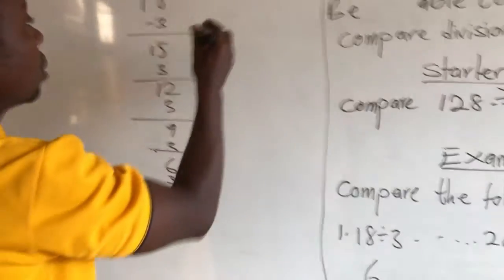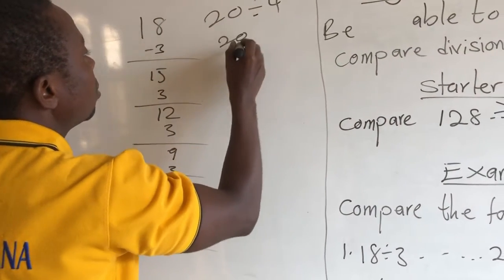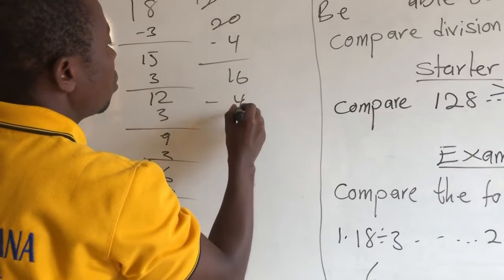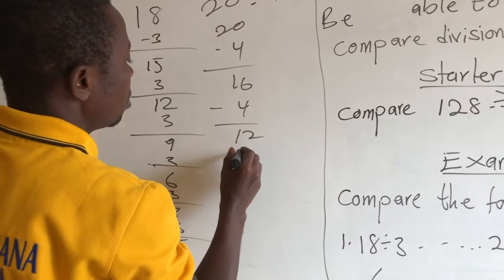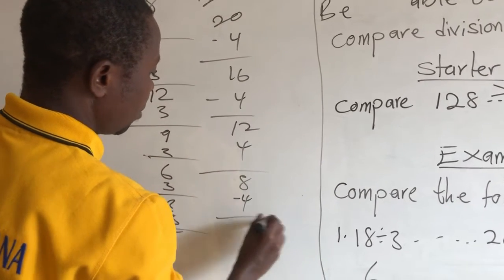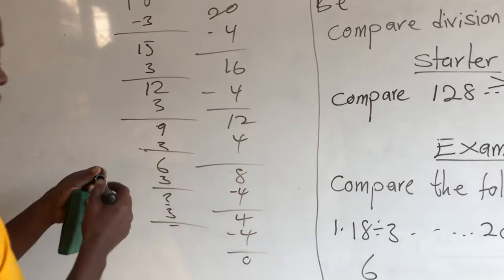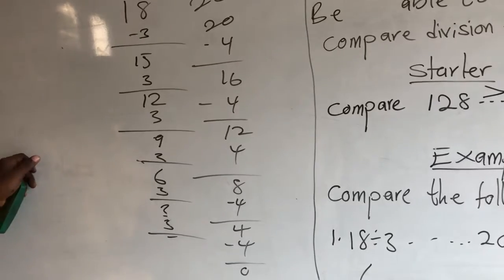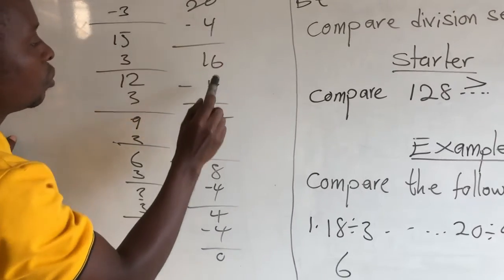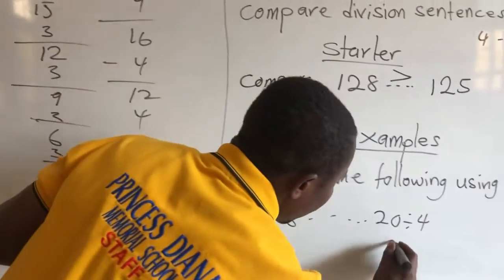Then the next one is 20 divided by 4. So 20 minus 4 gives us 16. 16 minus 4 will give us 12. 12 minus 4 will give us 8. 8 minus 4 will give us 4. 4 minus 4 will give us 0. Now we look at the number of times we subtract the 4, or the divisor, which is 4. So we have 1, 2, 3, 4, 5. So right here we have 5.